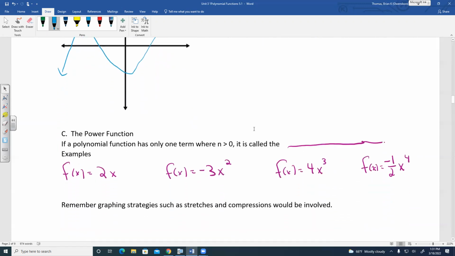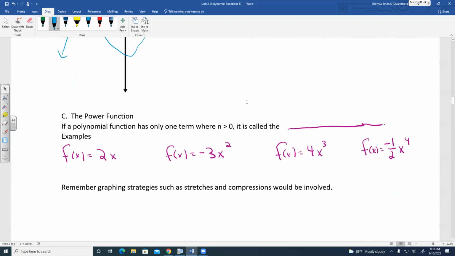So the first thing we'll get into is called the power function. If a polynomial function has only one term where the exponent is greater than 0, this is going to be called the power function. So if this would be an example where the degree is 1, so it's going to be an example of a line.